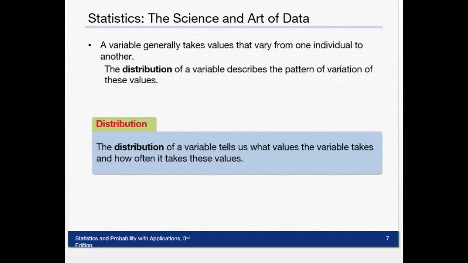Now, a variable generally takes values that vary from one individual to another. The distribution of the variable describes the pattern of the variation of these values. And this is a new word that we will use a lot in stats. So make sure you write this down. The distribution of a variable tells us what values the variable takes on and how often it takes place.